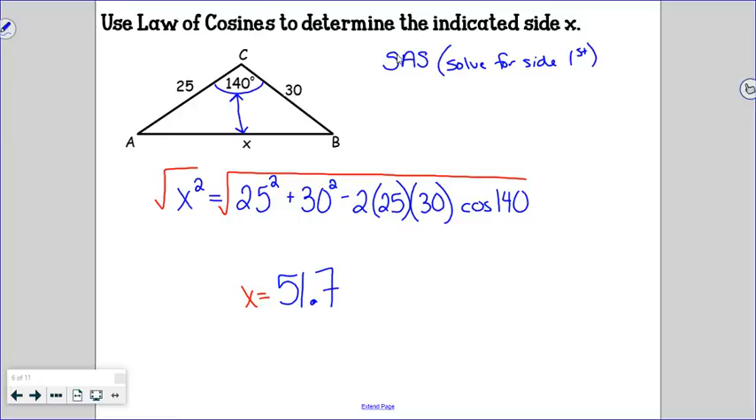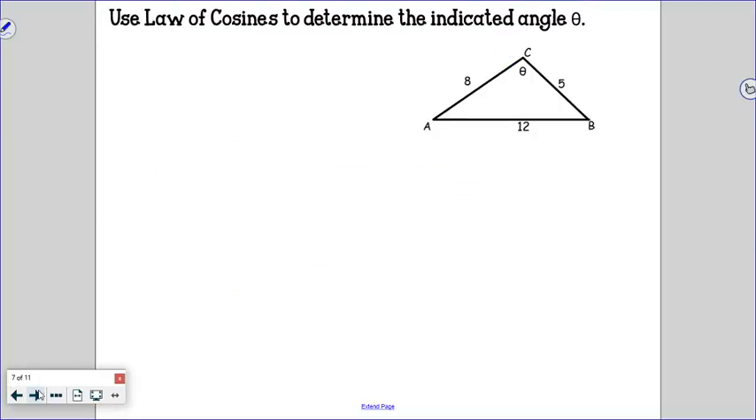Okay, there's your example of how to start a side angle side problem, how to use law of cosines to solve for a missing side. So how do we use law of cosines to solve for a missing angle? We would do that if it starts out as a side, side, side problem. You know all the sides. You would have to find an angle. So we would solve for an angle first.